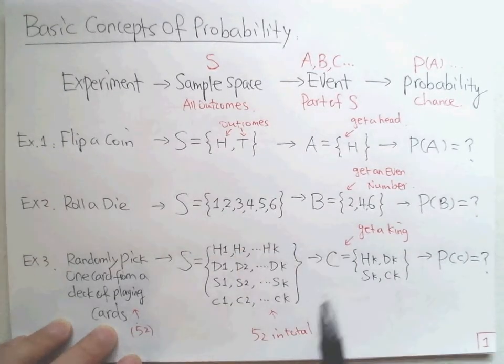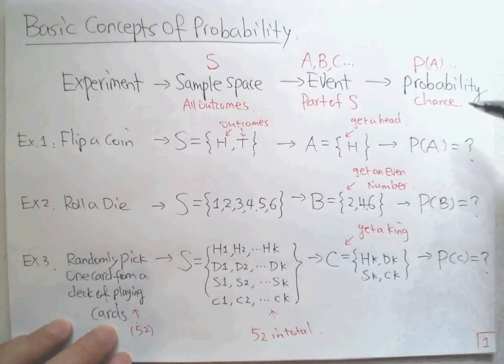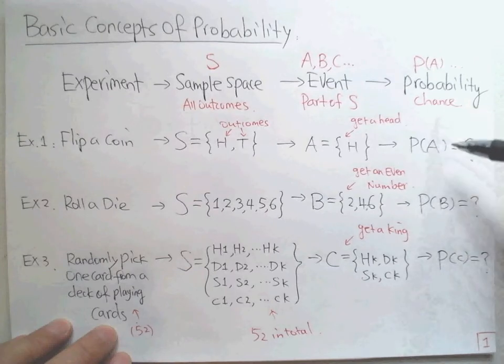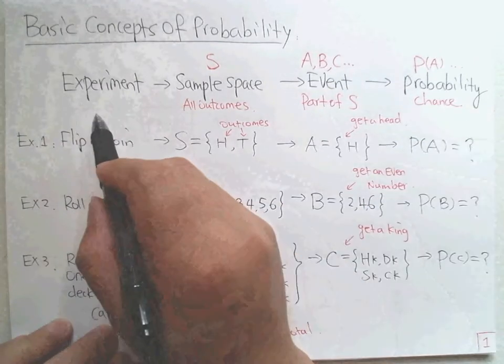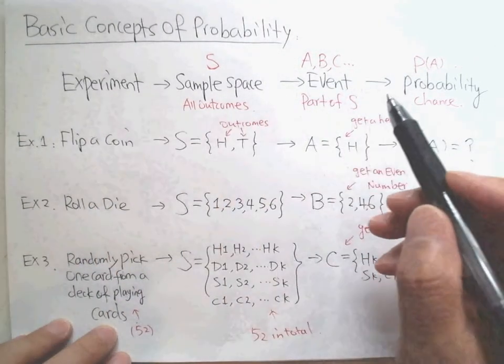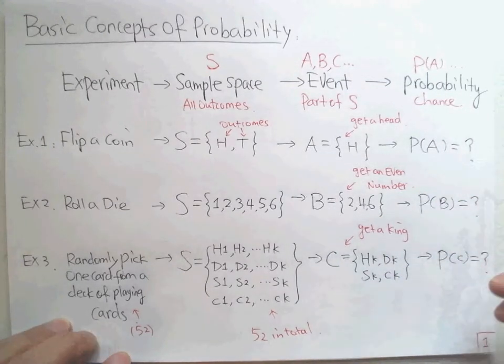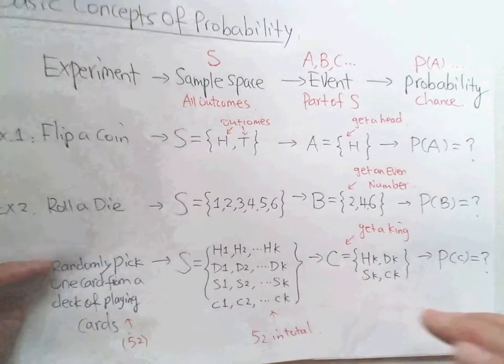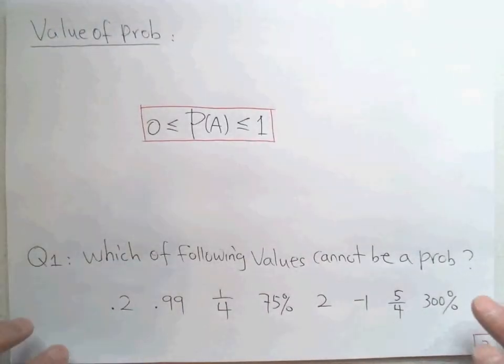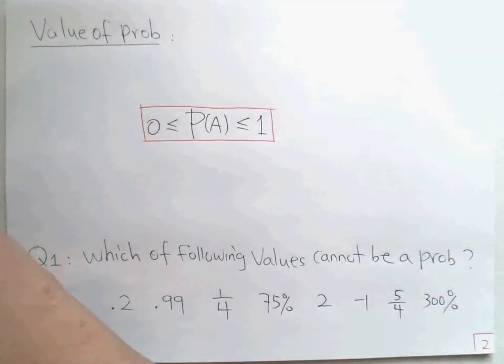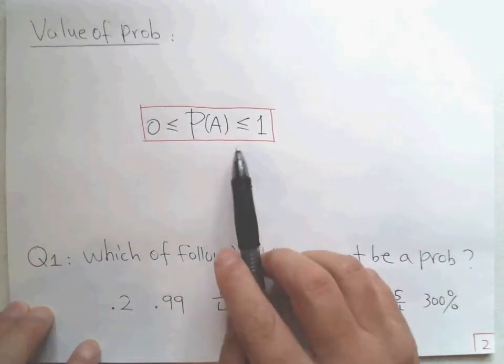And this is the basic concept for us to understand. So where it comes from is the probability. The study is experiment, then go to sample space, then go to events, and finally we have the chance to study, which means the probability. How about the value? So let's look at these questions. What is the probability value? Okay, so here are the results.